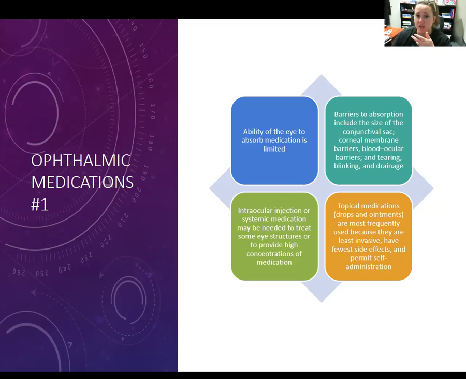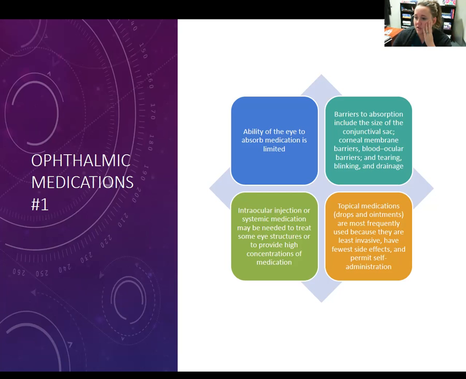And then we have tearing, blinking, and drainage. So we have increased tear production when we put those meds in, and drainage due to irritation. So we put those in and it may dilute or wash out some of our instilled medication. And then obviously, a lot of people don't like the sensation, so they blink a lot, and that makes it worse.